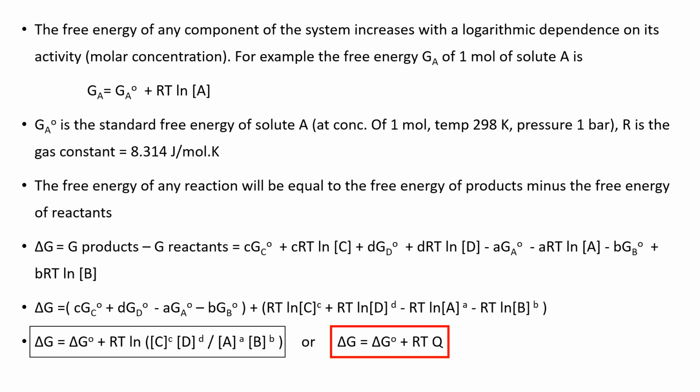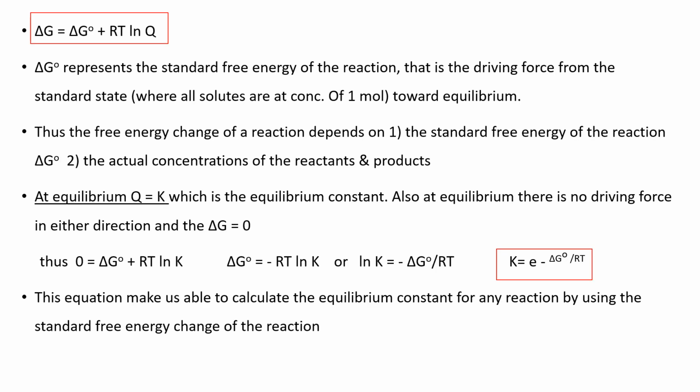The free energy change of any reaction will equal the free energy of the products minus the free energy of the reactants. So we will substitute in this equation. We will say that delta G equals G for products minus G for reactants, and we'll put the terms and substitute in the equation. The final equation will be that delta G will equal delta G node plus RT ln Q, where Q is the relative concentrations of the products divided by the concentrations of the reactants.